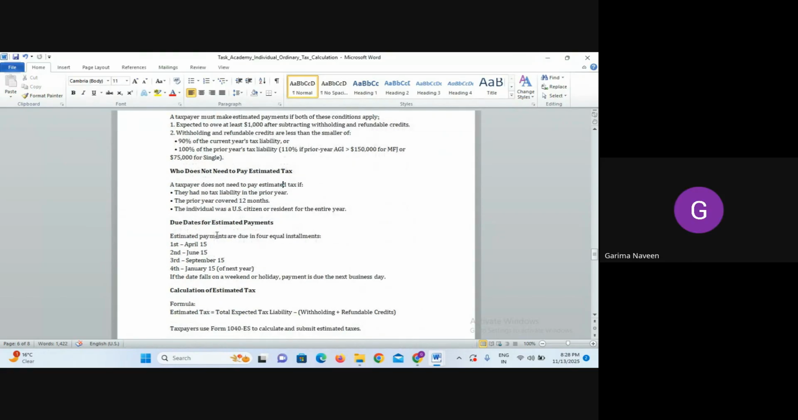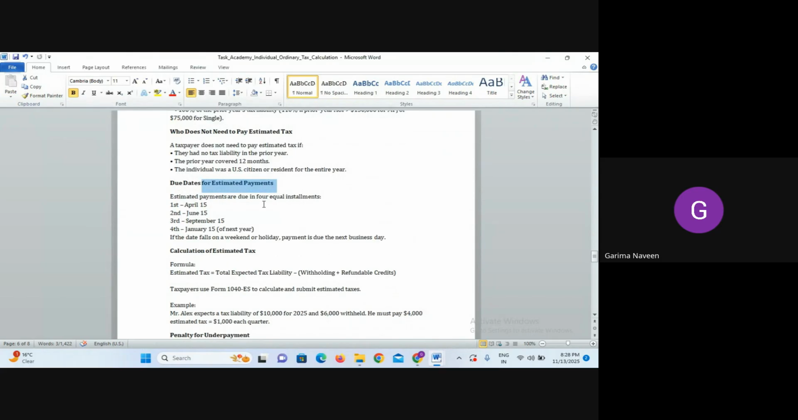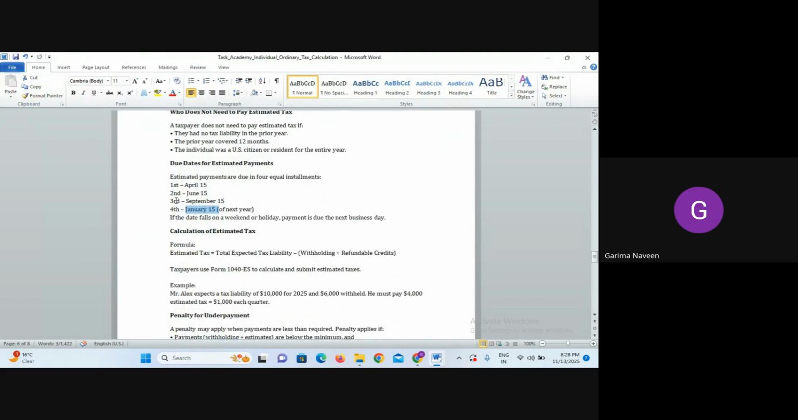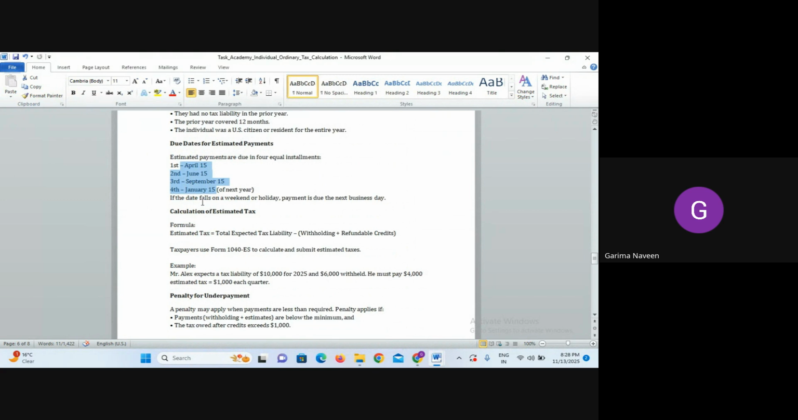Okay. So the due date for estimated taxes: you have to pay your estimated taxes in 4 installments. The first installment should be April 15, then June 15, then September 15, and then January 15 of the next year. So you have to pay your taxes up to these dates. If the date falls on a weekend or holiday, then the payment is due the next business day. For example, if January 15 is a Saturday or Sunday or some holiday, then the next working day will be your due date.